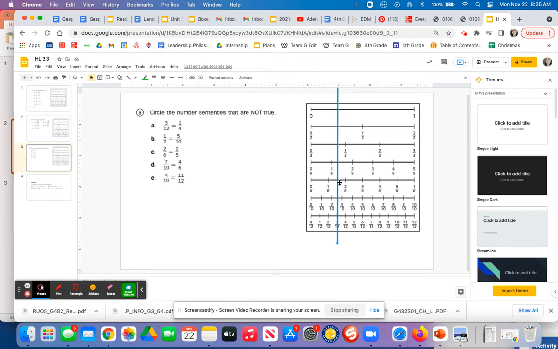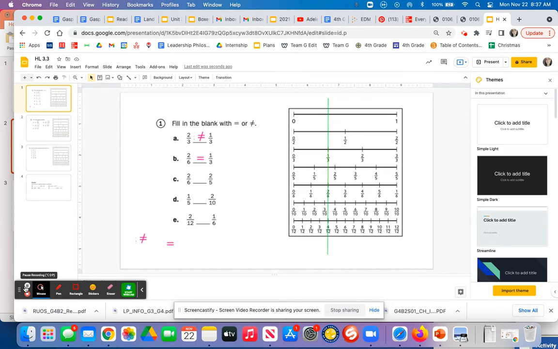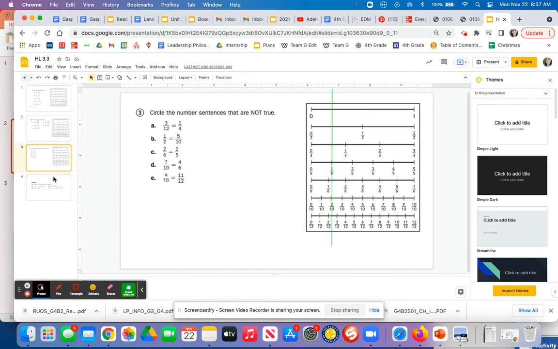Oh, we don't have fourths on here. What the heck? Okay, sorry everyone. The bell just rang, so students are coming in and out, but I do want to finish this for you.